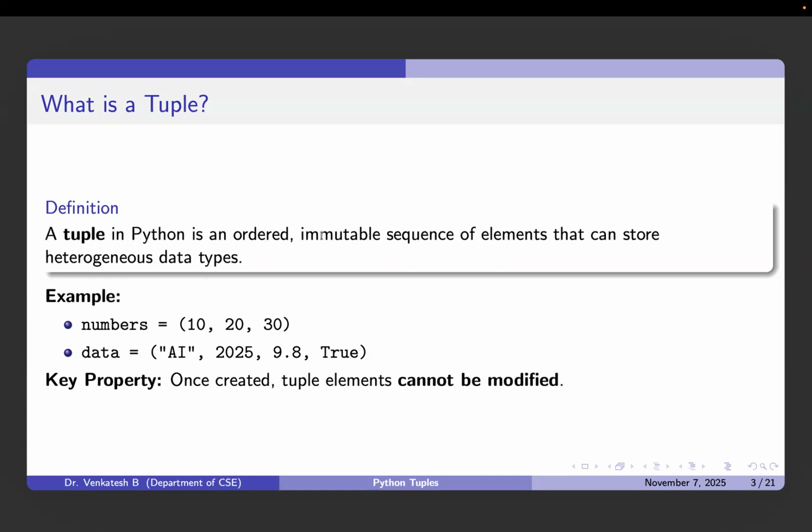That is the ordered. Immutable means once you have inserted an element, you are not able to modify the value in the tuple. Also it is heterogeneous, not homogeneous. It holds heterogeneous data types. For a list we use square brackets. Here we use rounded brackets to create a tuple. That is the difference.